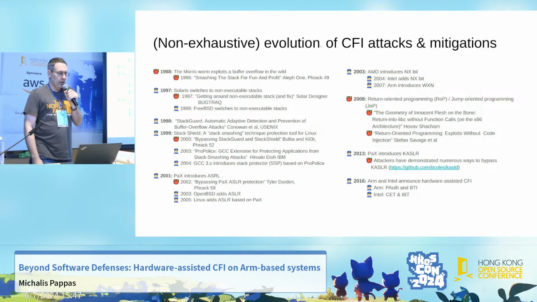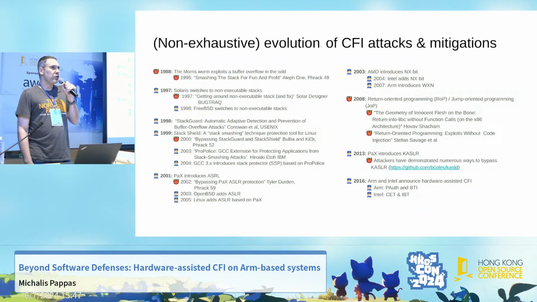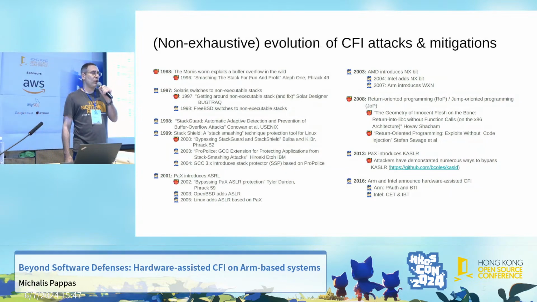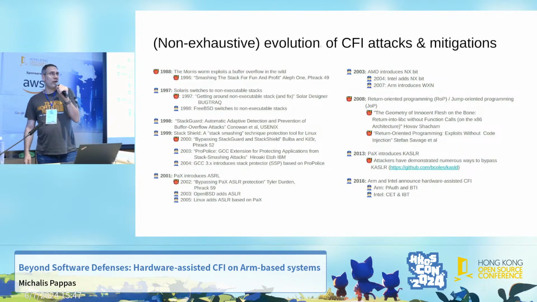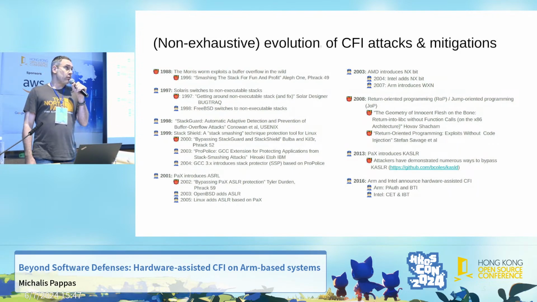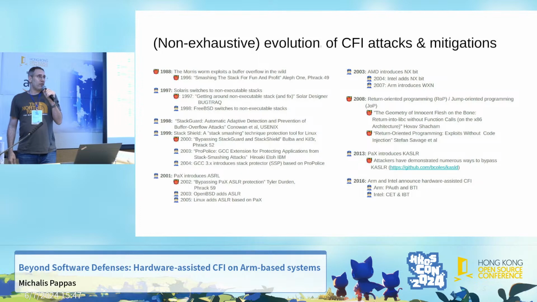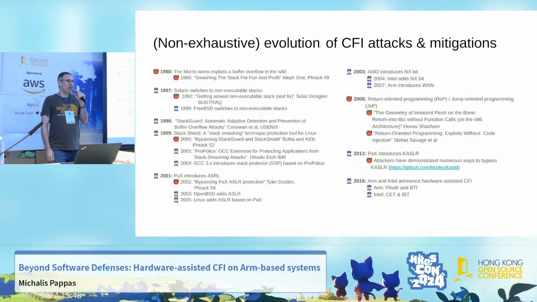Meanwhile, other defenses were introduced, like StackGuard and StackShield. These are stack canaries and shadow stack, or ASLR, where the virtual address space is randomized and then the attacker doesn't know in which address to return. So, of course, every single time, people demonstrated ways to bypass these protections.